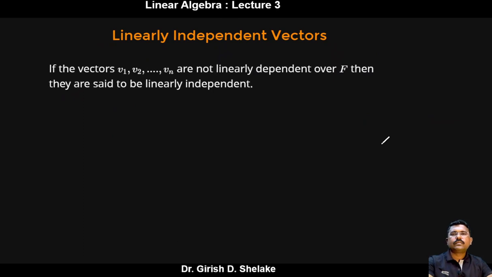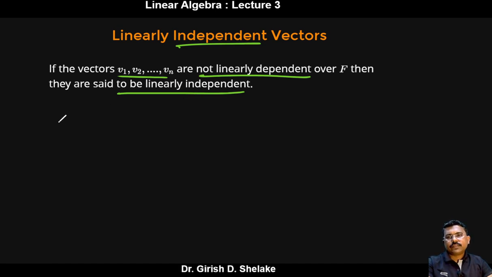Now we consider the definition of linearly independent vectors. If the set of vectors, that is v1, v2 and so on vn, is not linearly dependent over a field F, then we say that the set is linearly independent.